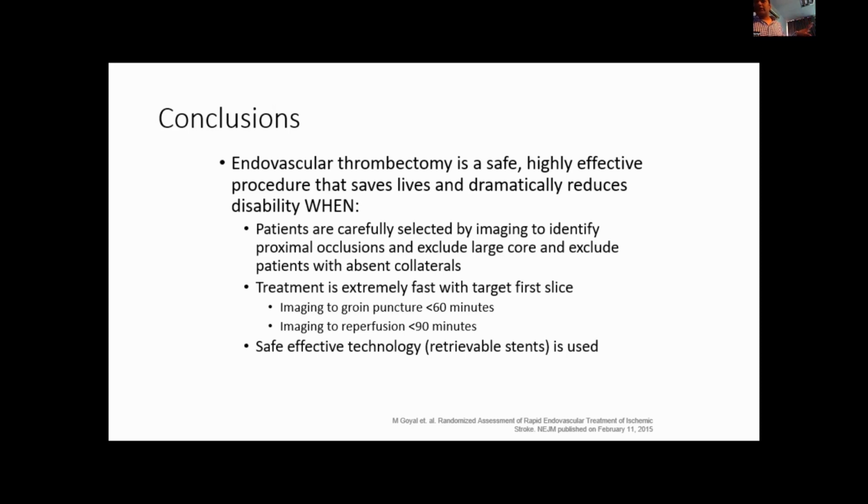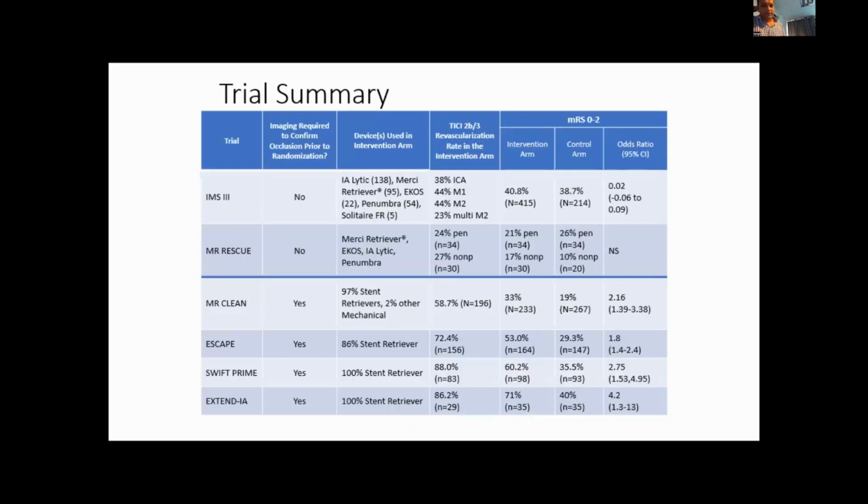So you've got a very big large vessel stroke that's going to render you dead or severely disabled and you're walking out. So, and they were carefully selected by imaging. You needed to be fast, and the technology was certainly better. And so that was a summary of the outcomes from those trials.